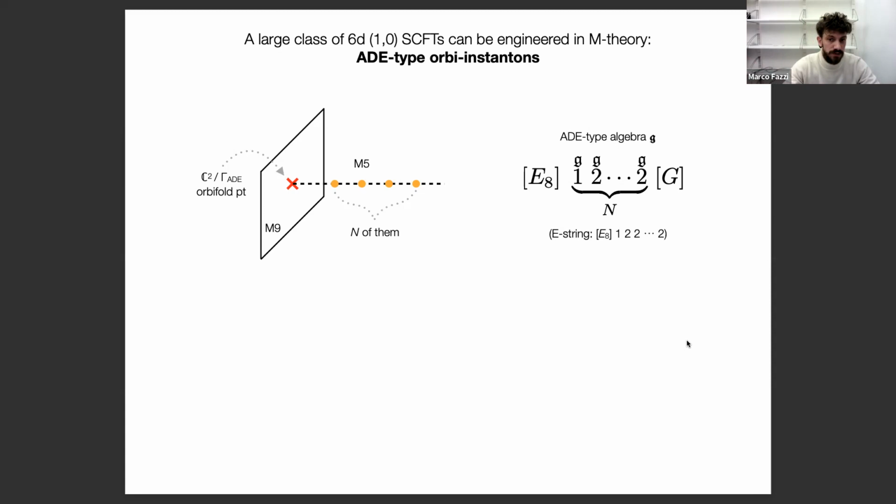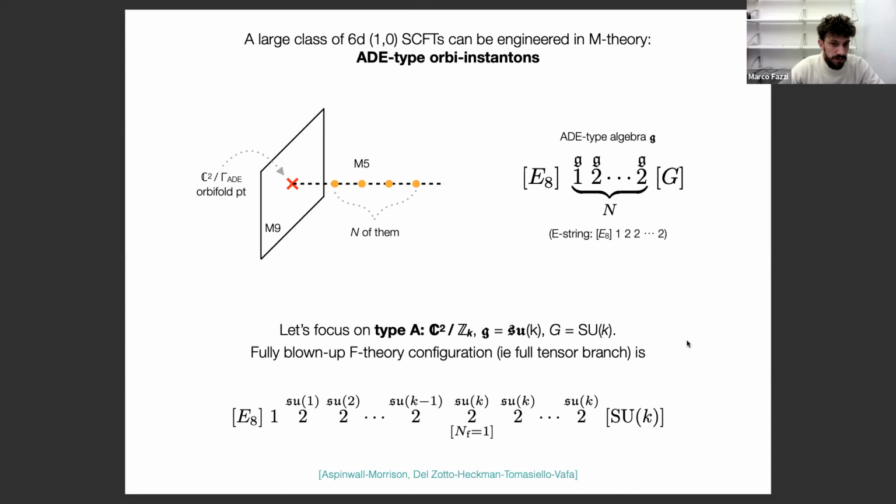So the difference with the E-string is that in the orbi-instanton case, you have a fiber over these curves of this ADE type. So the torus is shrinking. Let's focus for simplicity, as we've done in the paper, on type A. So the orbifold is just C2 mod ZK, the algebra is SU(K), or SL(K) if you want to be precise, and the group is just SU(K).